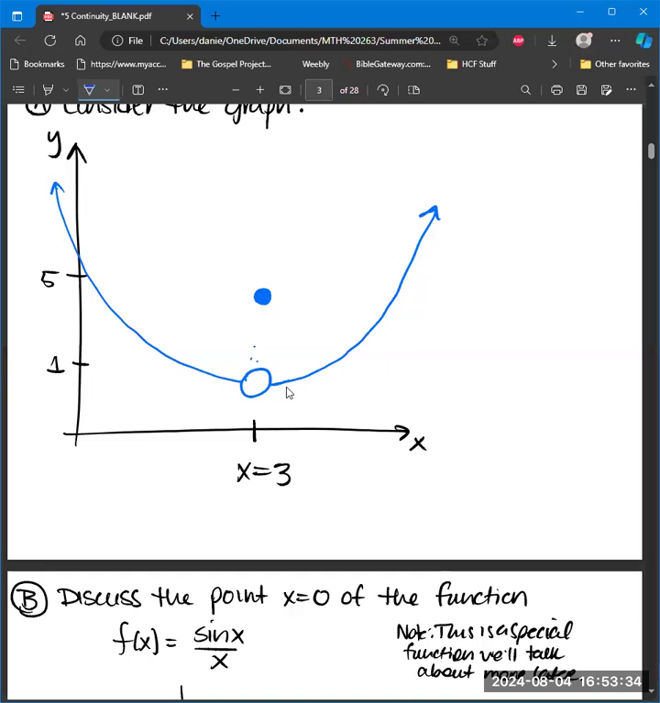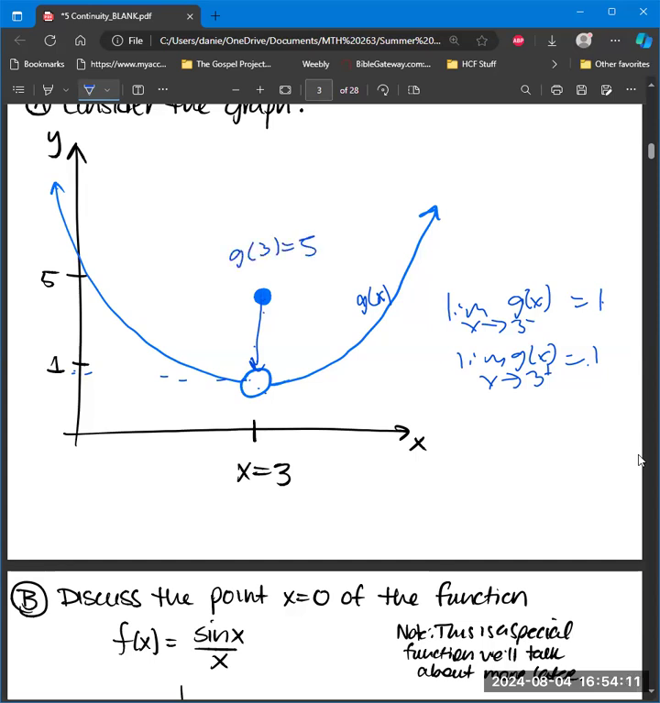What we would have to do here is say, well, the limit here is equal to, I assume that limit is supposed to be 1. The limit of g of x as x approaches 3 from the left is equal to 1. The limit of g of x as x approaches 3 from the right is also equal to 1. So we want the function value to be 1 instead of 5. g of 3 is currently equal to 5.